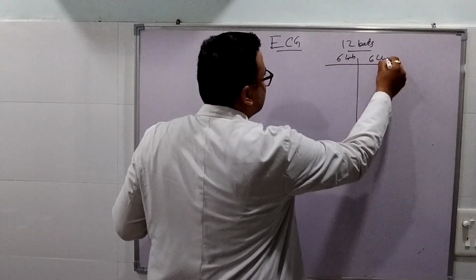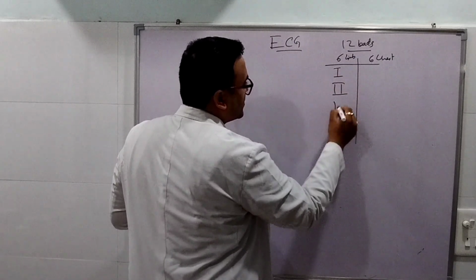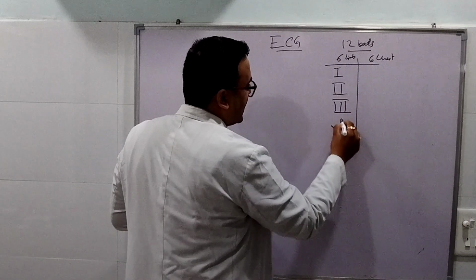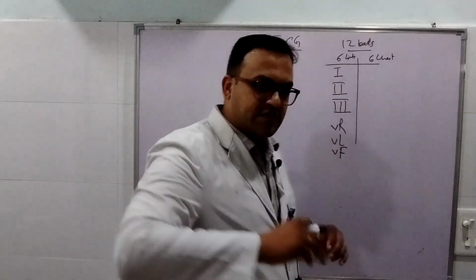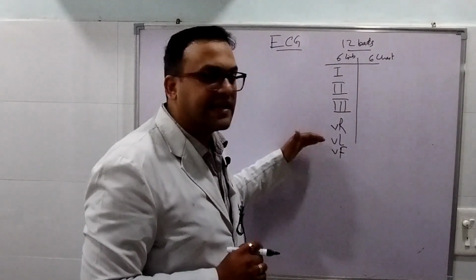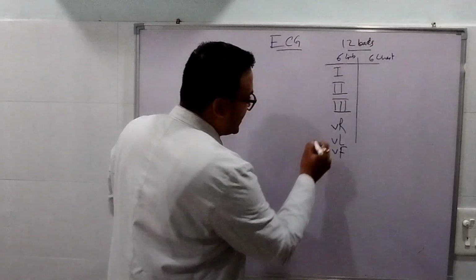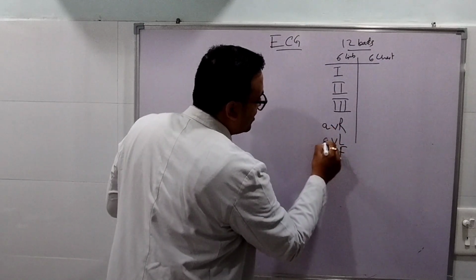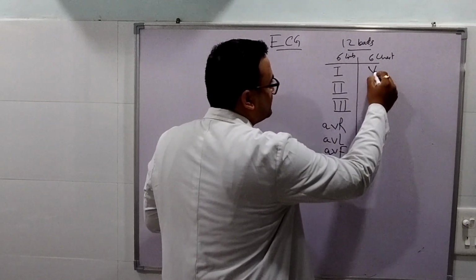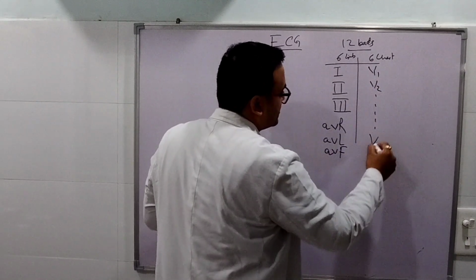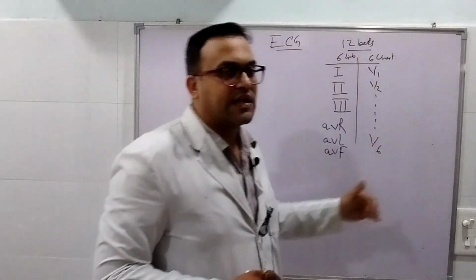and 6 chest leads. The 6 limb leads are 1, 2, 3, VR, VL and VF. The graph we get in VR, VL and VF is very small to interpret. So the machine augments it and then we get the augmented VR, augmented VL and augmented VF. There are 6 chest leads, V1 to V6. So we get V1, V2, V3, V4, V5, V6. So in total we have 12 leads.